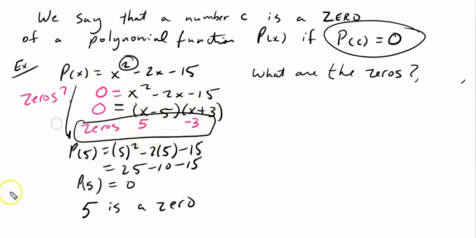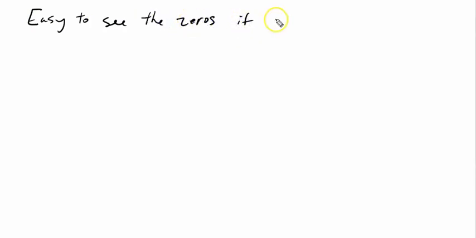Notice that the degree is 2, and I had two zeros. So that's not a coincidence. Okay, so when it's in factored form, it's easy to see the zeros if our polynomial is expressed as a product of linear factors.